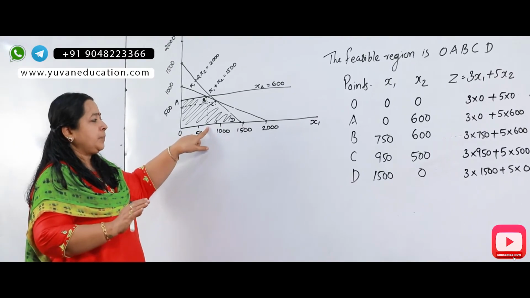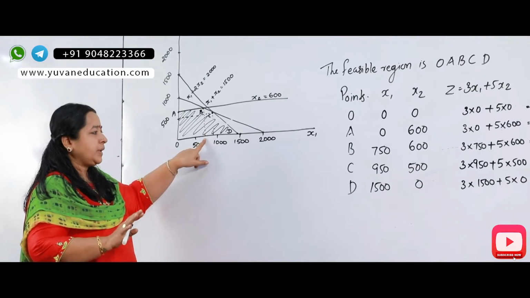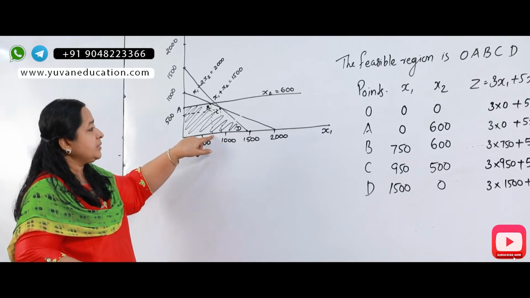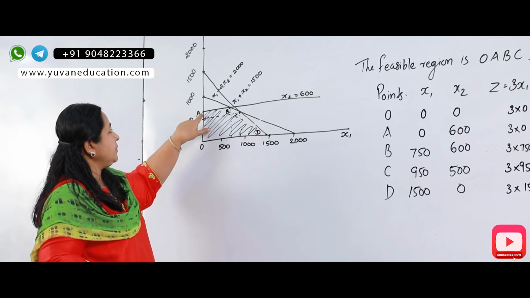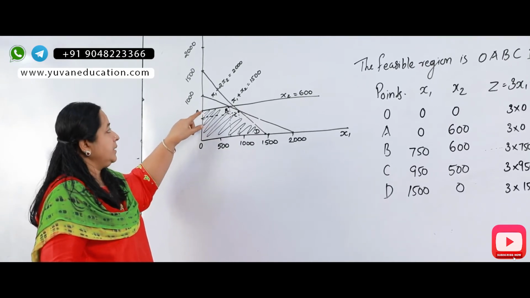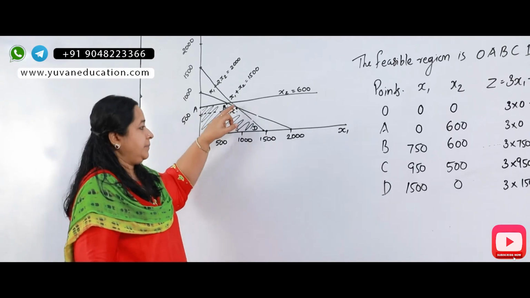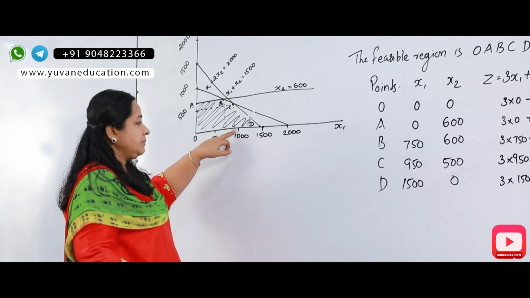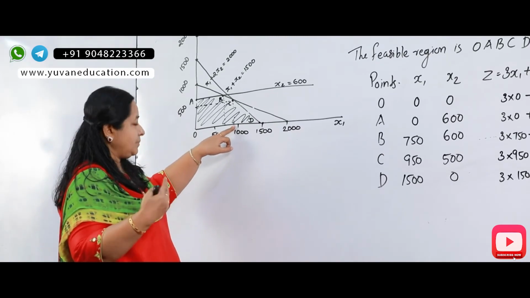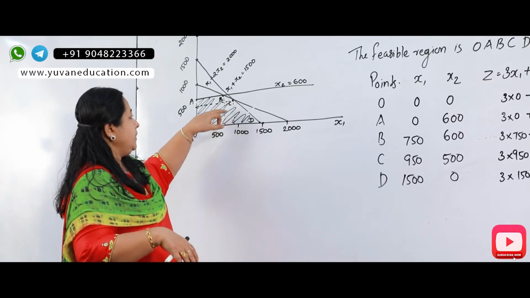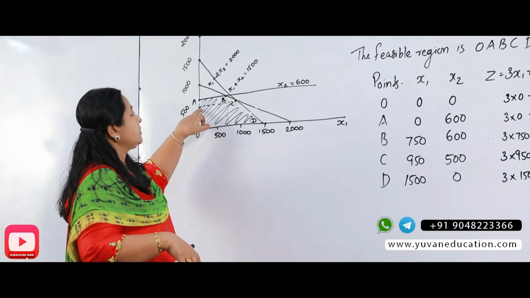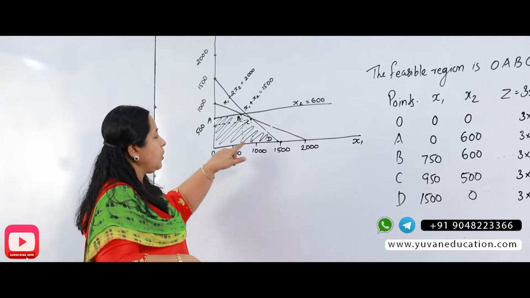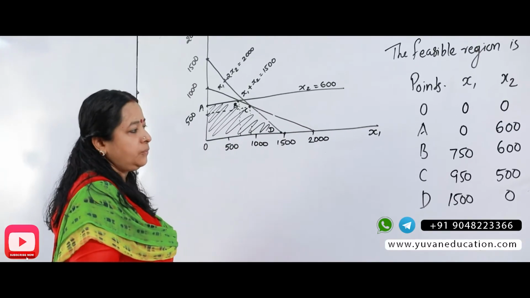If you are preparing the graph with the help of a scale, you can develop the correct points. See, this is x1 750 and x2, no problem, it lies on the line, the point 600. Then C. See here, I am taking it as 950. Okay, no problem. Sometimes just above that or sometimes just below that. x1 950 and x2 500. Okay. Then D. Here x2 is 0 and x1 is 1500.